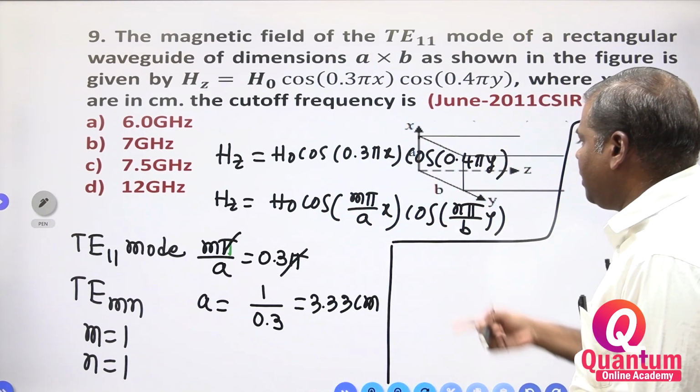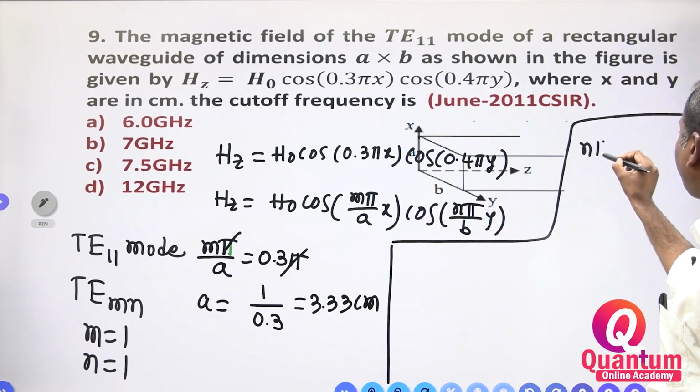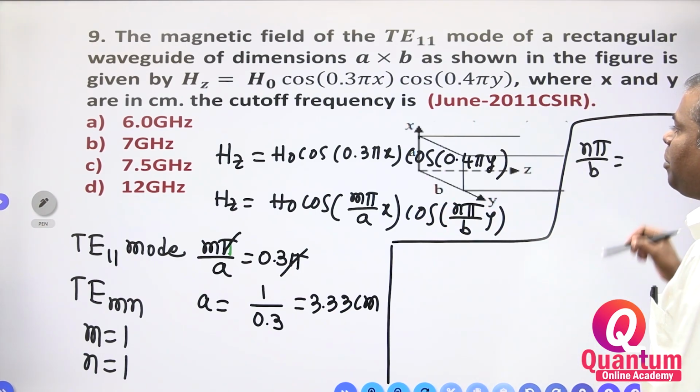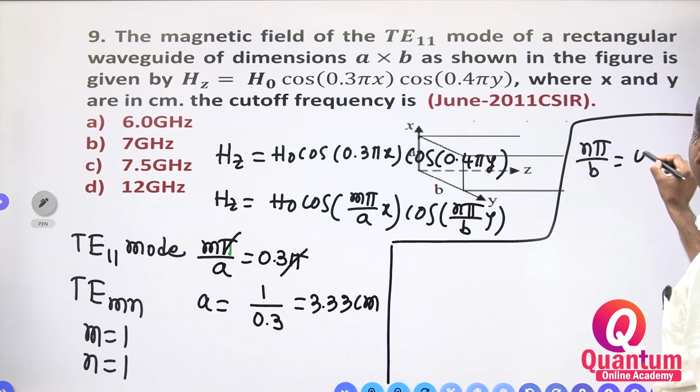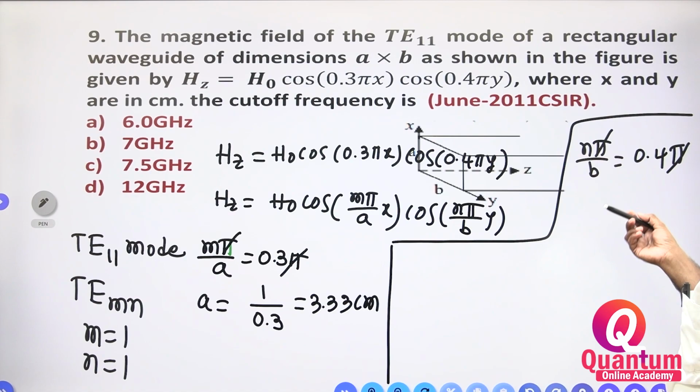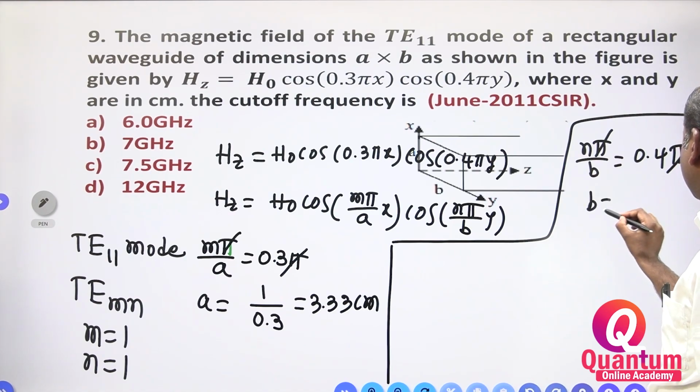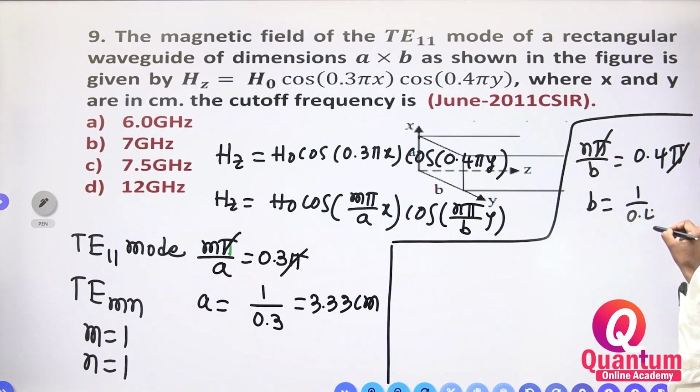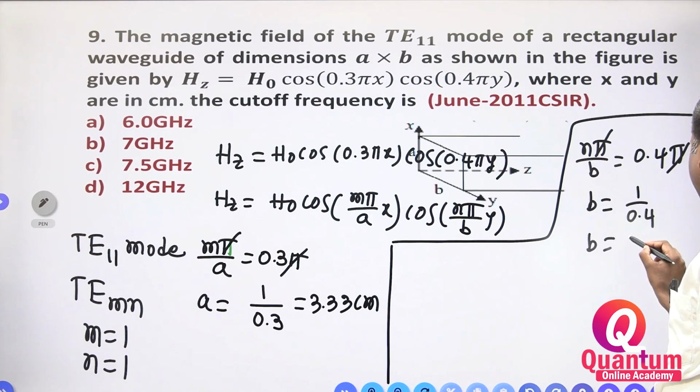Now you have to see. Therefore, n pi by b is equal to how much? 0.4. Pi gets cancelled. Therefore b is equal to 1 by 0.4. 1 by 0.4 is equal to 2.50 centimeters.